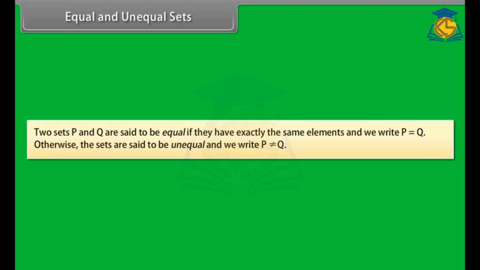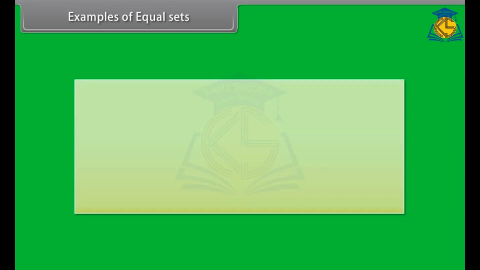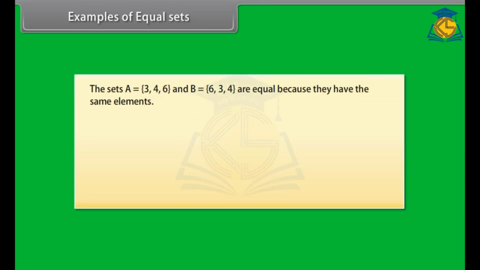Equal and unequal sets. Two sets P and Q are said to be equal if they have exactly the same elements and we write P = Q. Otherwise, the sets are said to be unequal and we write P ≠ Q. Examples of equal sets. The sets A is equal to {3, 4, 6} and B is equal to {6, 3, 4} are equal because they have same elements.